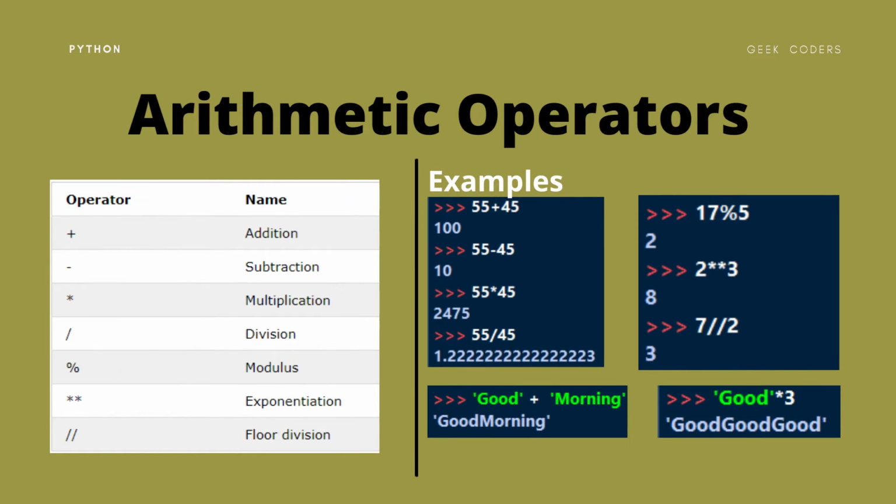Arithmetic operators. Arithmetic operators include addition, subtraction, multiplication, division, modulus, exponent, and floor division. And here are some examples of those.